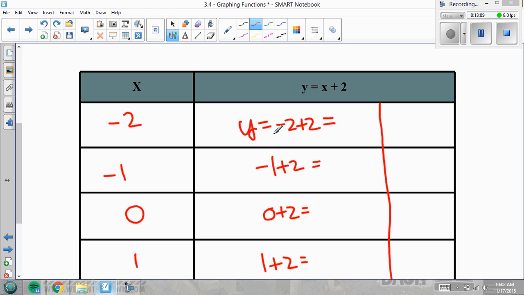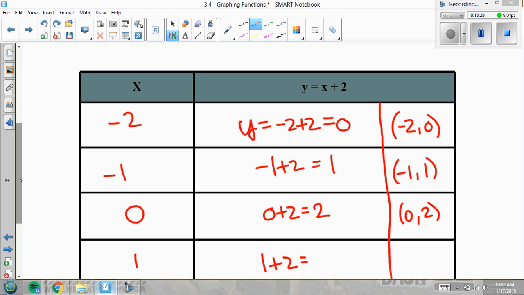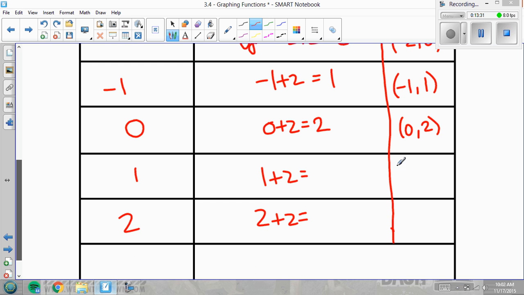Okay, so my first one, negative 2 plus 2, I know is 0. So I know x is negative 2, y is 0. Negative 1 plus 2 is 1, so x was negative 1, y was 1. 0 for x, when I plug it in, I got 2. When I plugged in 1, I got 3. When we plug in 2, we get 4.